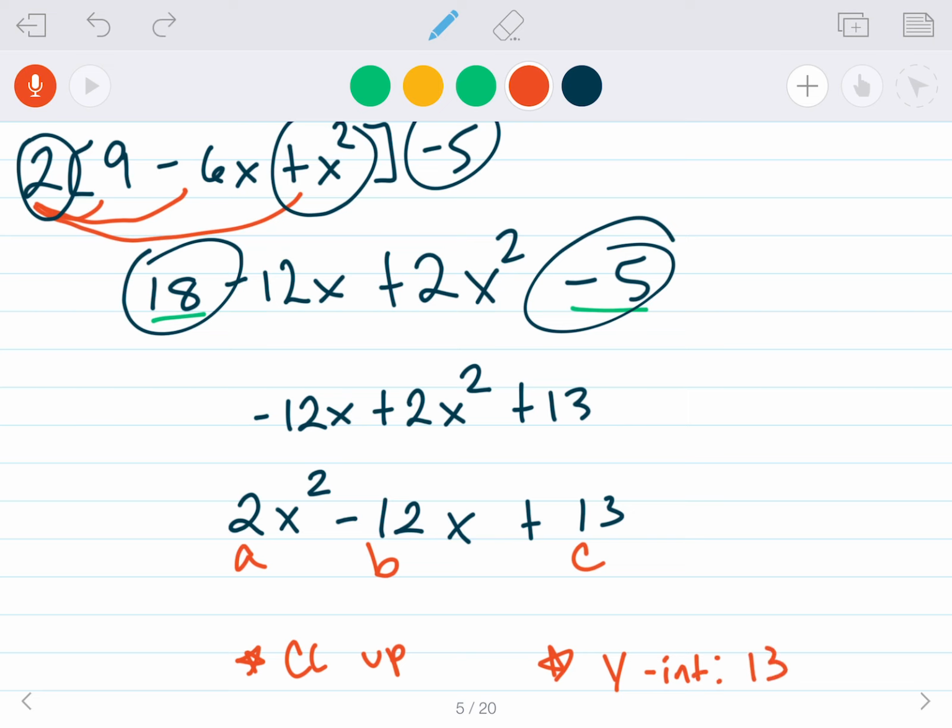Okay, so that's how we do those. So that's the information that standard form gives us, is that it's concave up and that it's going to cross the y-axis at 13. Okay, that's the information that we know so far.